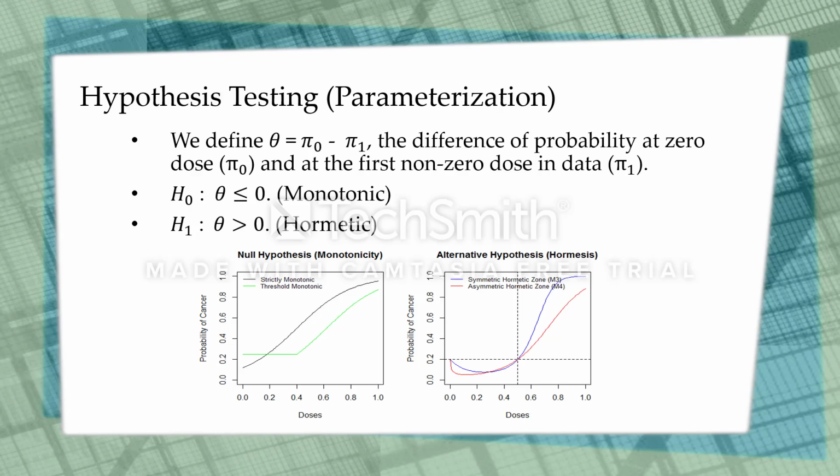For our hypothesis testing, we define theta as the difference between the zero dose, pi sub 0, and the first non-zero dose, pi sub 1. When theta is less than or equal to 0, we consider that a monotonic trend, and if theta is greater than 0, we consider that a hormetic trend.